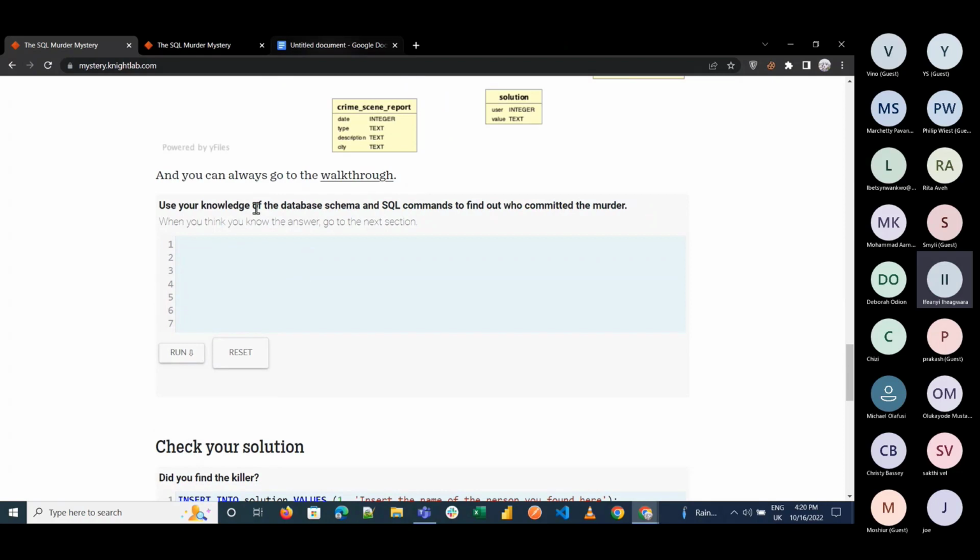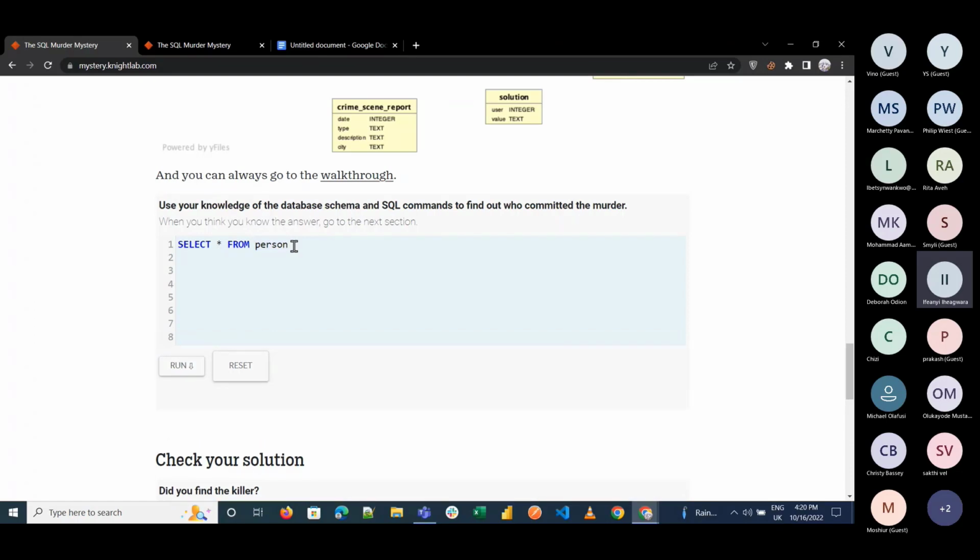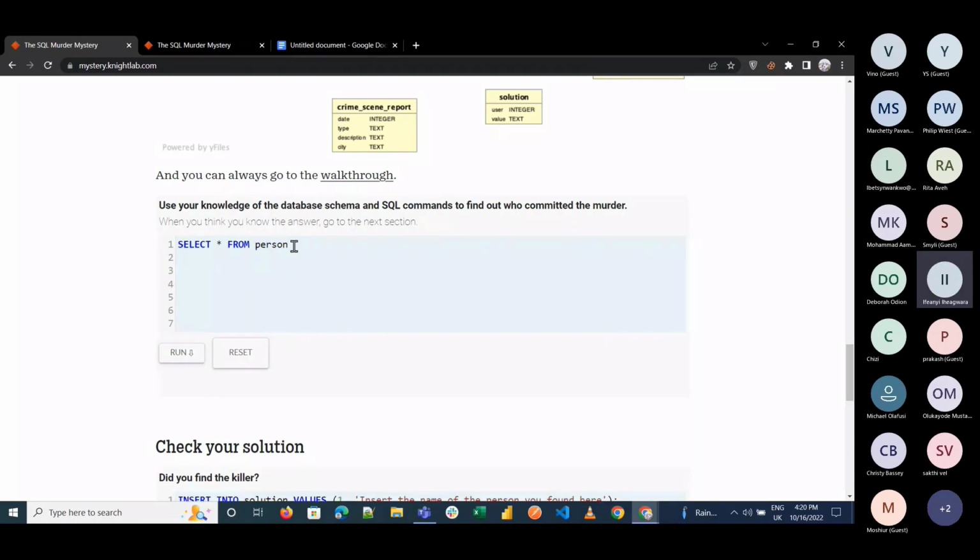Okay, so now we need to explore the persons table. To explore any table in SQL, you usually use SELECT and an asterisk, which means you want every column in that particular table. Once you select from the persons table, you'll notice some words are blue, because they are actual commands in SQL. And again, SQL is not case sensitive.